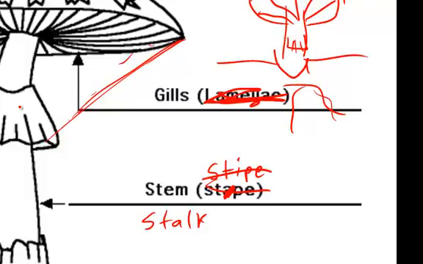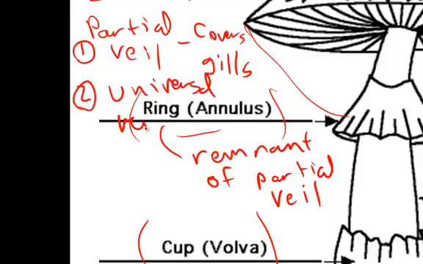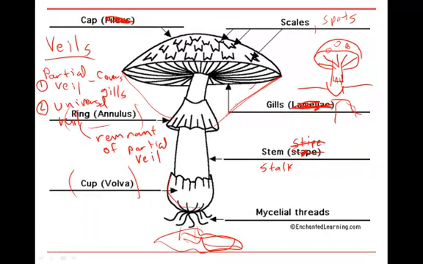Now we also have a second kind of veil. So the first kind of veil is a partial veil. The second kind of veil is the universal veil. The universal veil was like an egg that covered the whole mushroom, and it was just a little baby. And the cup, or the vulva, is the base of that little egg, and so the whole mushroom was inside there. And as it grew upward, it tore and left the cup at the base of the stalk. And so the cup is a remnant of the universal veil.